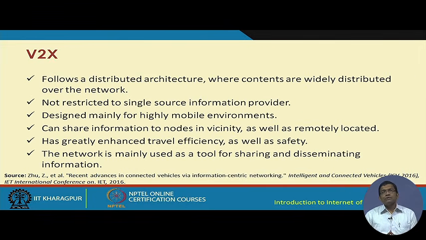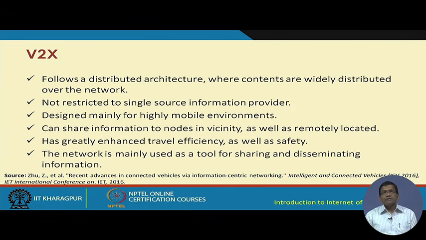V2X basically follows a distributed architecture where the contents are widely distributed over the network. So, content based communication, I will talk about that. It is content centric. V2X basically uses content centric and not really the TCP/IP kind of information dissemination approach.